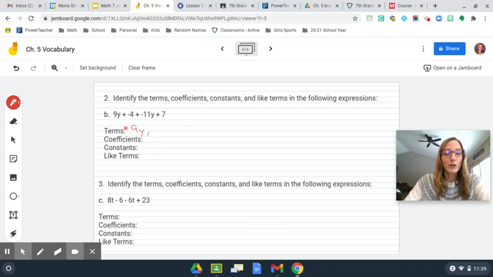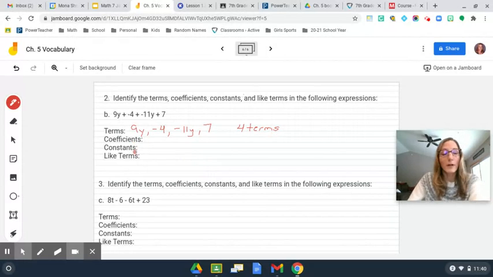And then the next term, remember, everything is separated with an add or a subtract sign so you can see the terms. And so the next one here is negative 4. That's a term. The next one right here, because here's an adding sign, the next term here is negative 11y. And the last term here is a 7. Every single one of those terms has an adding sign in between. I have 1, 2, 3, 4 terms in that expression.